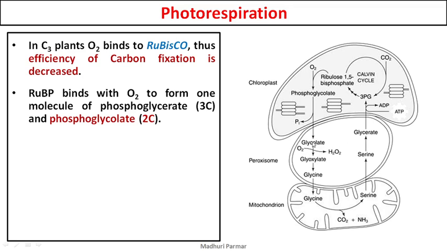During this process, glycolate is converted into glyoxylate. This glyoxylate finally forms the amino acid glycine. This much is the part of the pathway in the peroxisome. This glycine will now enter the mitochondria. Inside the mitochondria, this glycine will release one carbon dioxide, so there will be decarboxylation.